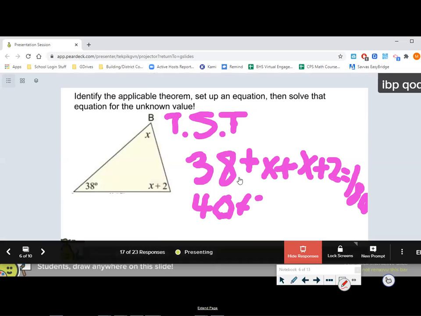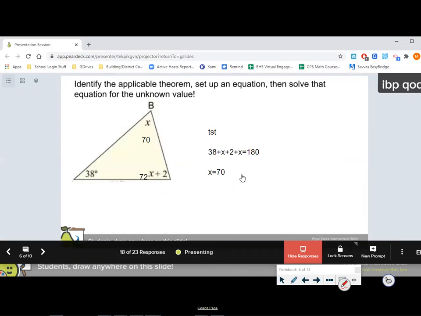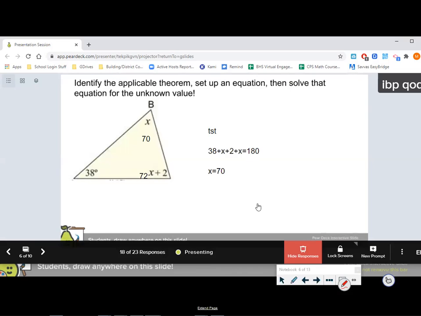Okay, looks like this person just didn't finish. That's good. This is actually a perfect score to me too. I see the theorem, I see the equation, and then I see the answer. So I see all three things that I need to prove the relationship.